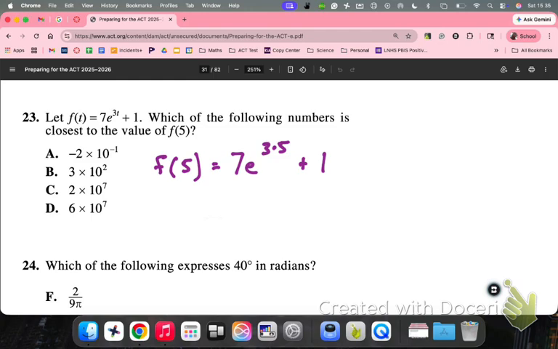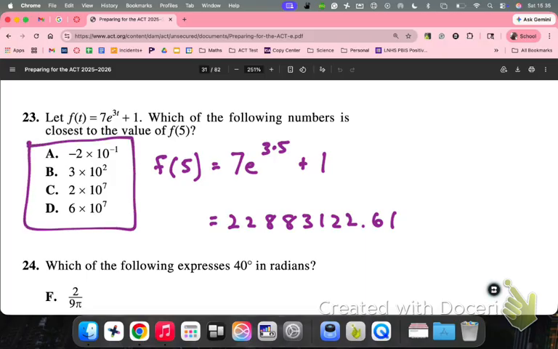There's no manipulation we need to do. We can just type in 7 times e, 7 times second natural log, and then it's to the 3 times 5 power. And then I'm getting out of that power, and I'm adding plus 1, and I'm going to get this monstrous number, 22883122.61, which, spoiler alert, if you look over here at your possible solutions, none of those look even remotely like what your calculator says.